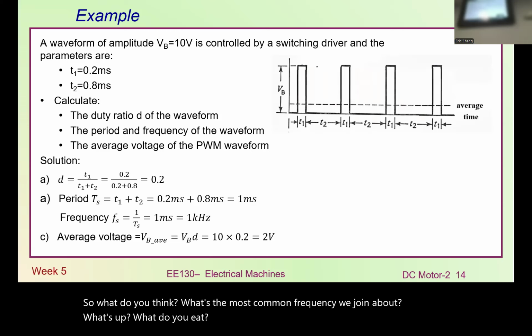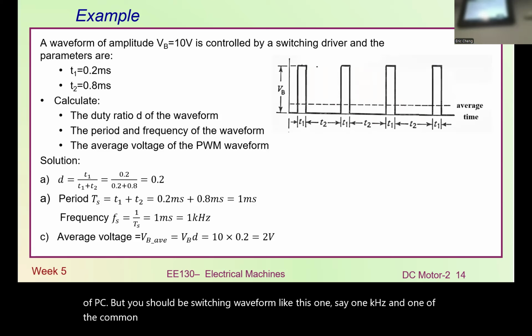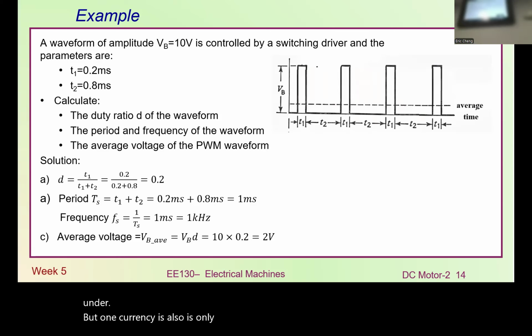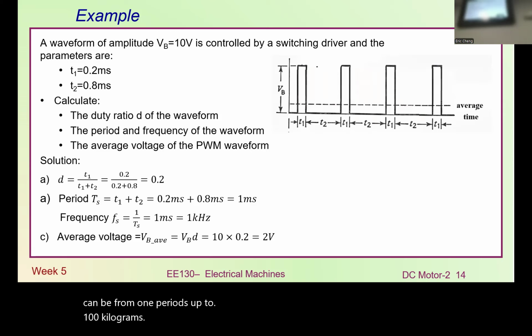Always on? No, the frequency of operation. Here I give some tips already. The frequency we drive a motor, the waveform, is not DC. Usually we switch the waveform like this one, say 1 kilohertz, one of the common frequencies we drive a motor. Any example here will be highly related to the technical example of the number. But 1 kilohertz is only one example, and the common frequency we drive can be from 1 kilohertz up to 100 kilohertz. Can be quite a wide range.